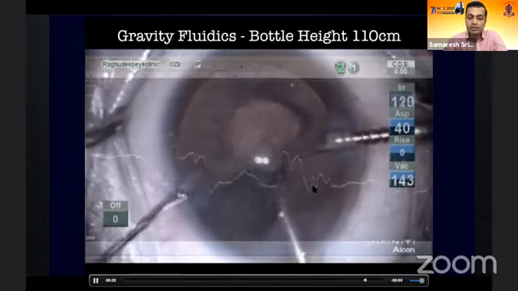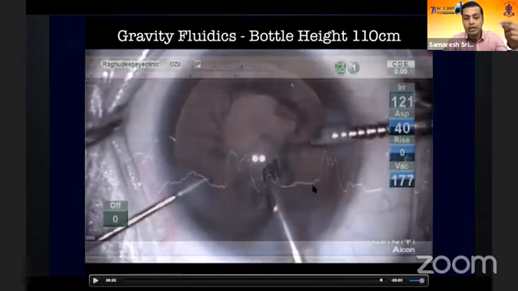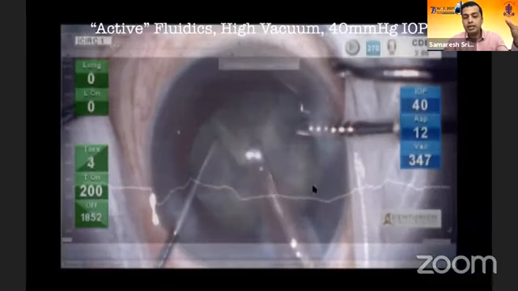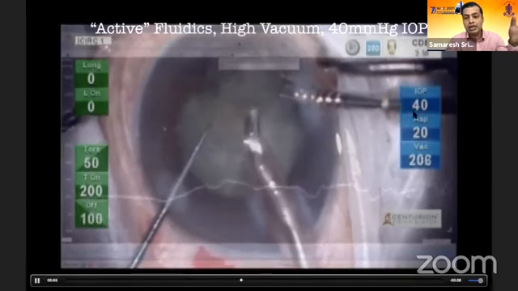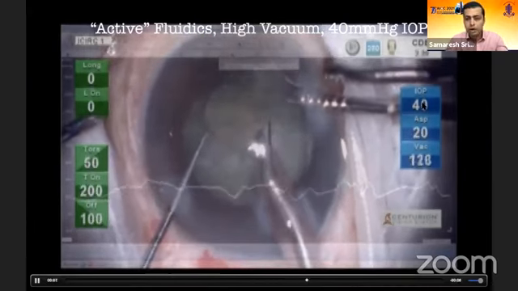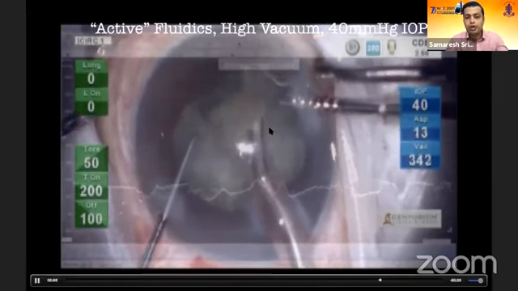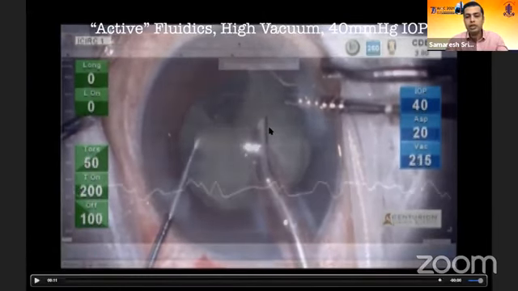If you compare it to an active system, the active system is actively compensating and pushing fluid and avoiding any chamber collapse. So if you look at the same pupil margin again in this eye, you will notice that even at an IOP of 40, which corresponds to a bottle height of 50, there is absolutely no flutter in the eye. And you are taking out this nuclear fragment so smoothly from the eye without any problem whatsoever.